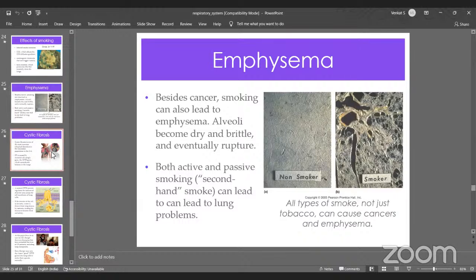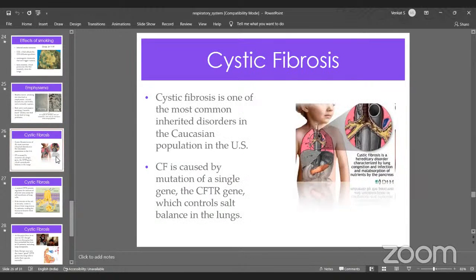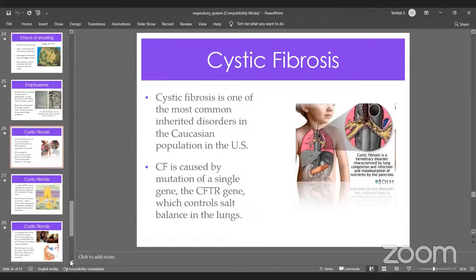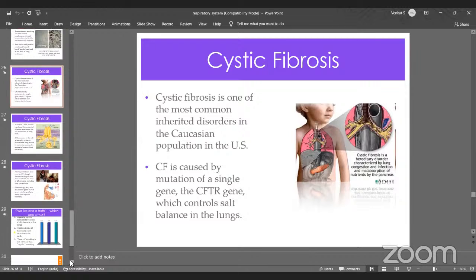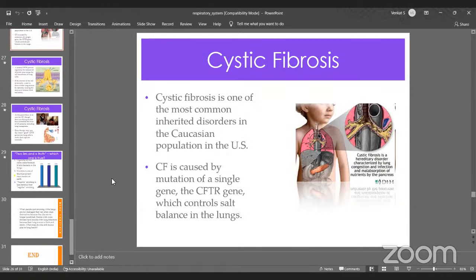Then cystic fibrosis, which is one type of disease. Cystic fibrosis is one of the most common inherited disorders in the Caucasian population in the US.